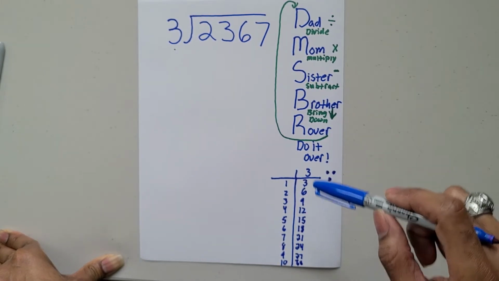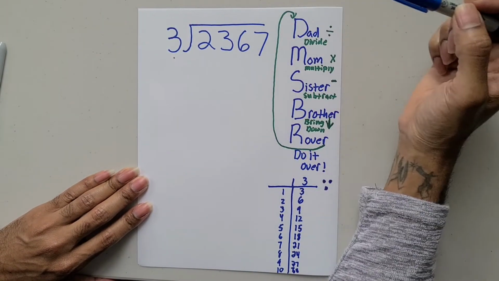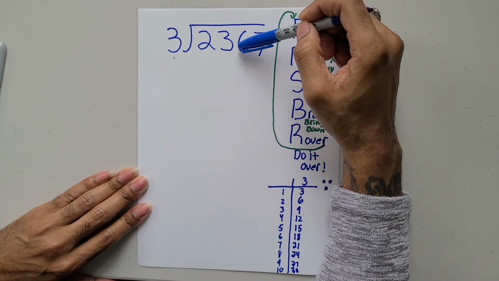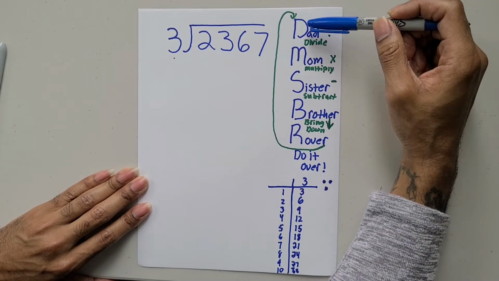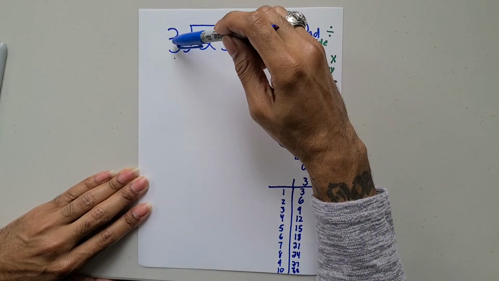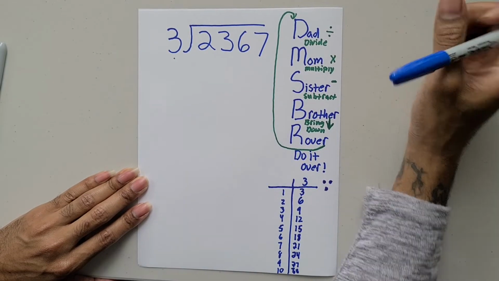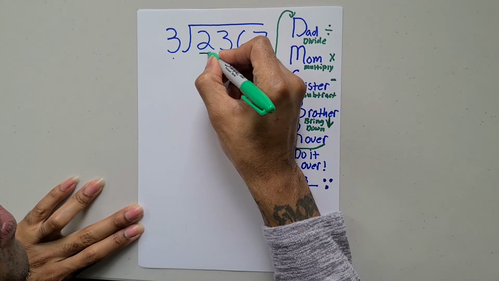Now, let's get to solving this problem. Looking at it, 2,367 divided by 3. Once again, 3 is our divider. 2,367 is our dividend. First step, we have to look at Dad. And Dad is going to divide. Can I fit a group of 3 into a group of 2? No, I cannot. It's not going to happen. In order to make it happen, I need to look at both digits.